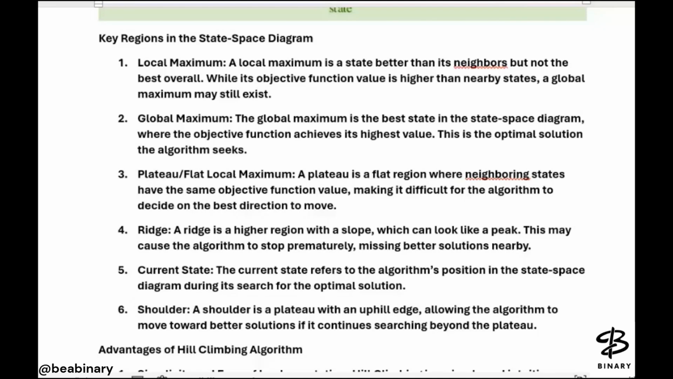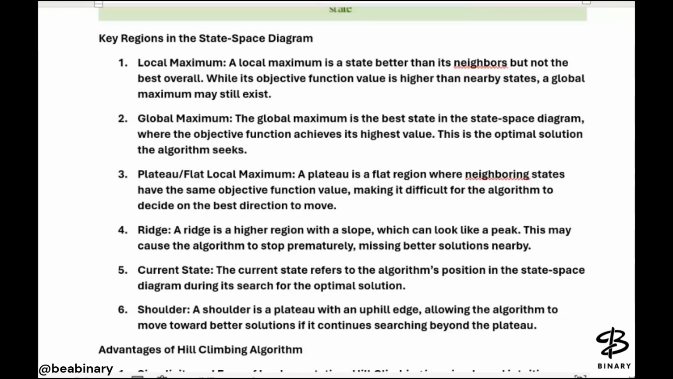Then the global maximum is the best state in the state space diagram where the objective function achieves its highest value. As the name says, global maximum. So it is basically the best one. This is the optimal solution that the algorithm is seeking. Then the plateau, or the flat local maximum. A plateau is a flat region where the neighboring states have the same objective function value, making it difficult for the algorithm to decide on the best direction to move.